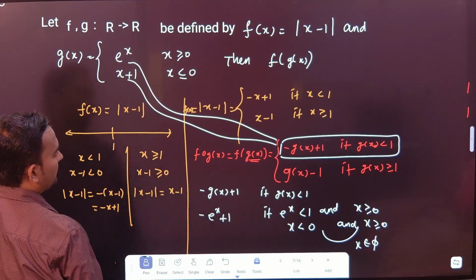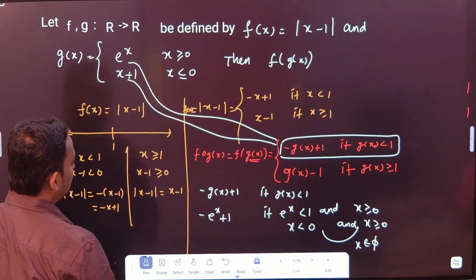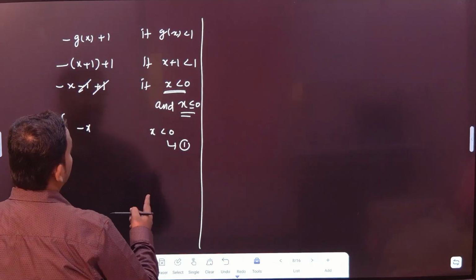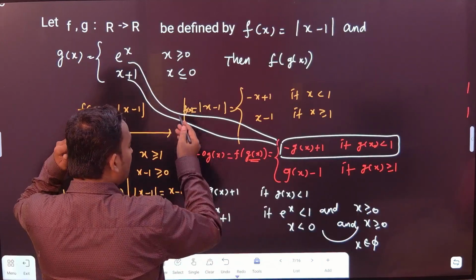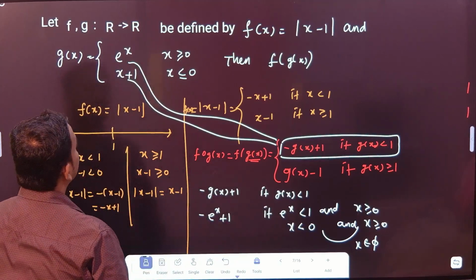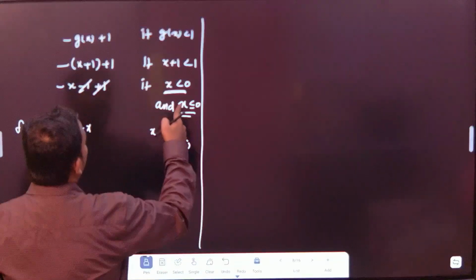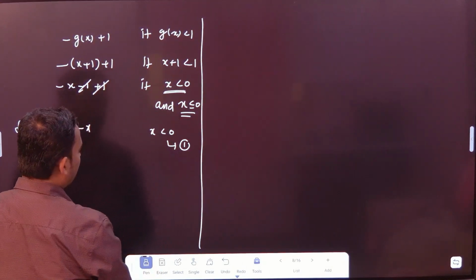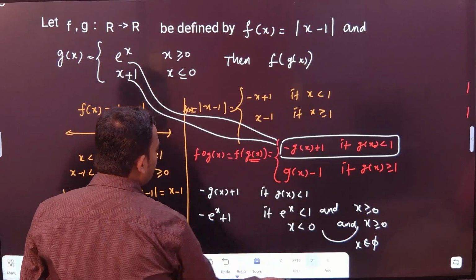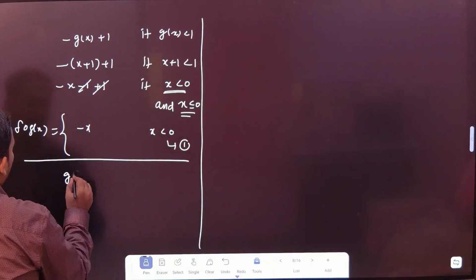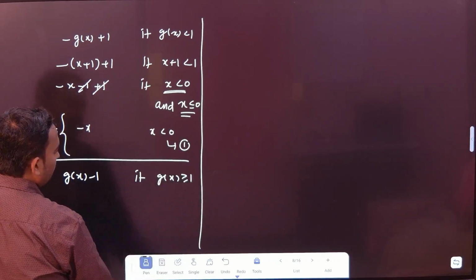Next, what can you do? You can fix the second function, right? You can check it again. x less than 0 only, no? x less than or equal to 0, right? Less than or equal to 0 only we have taken, no? Yes, correct. Okay. Let me take another function, g of x minus 1, if g of x is greater than or equal to 1. Clear?